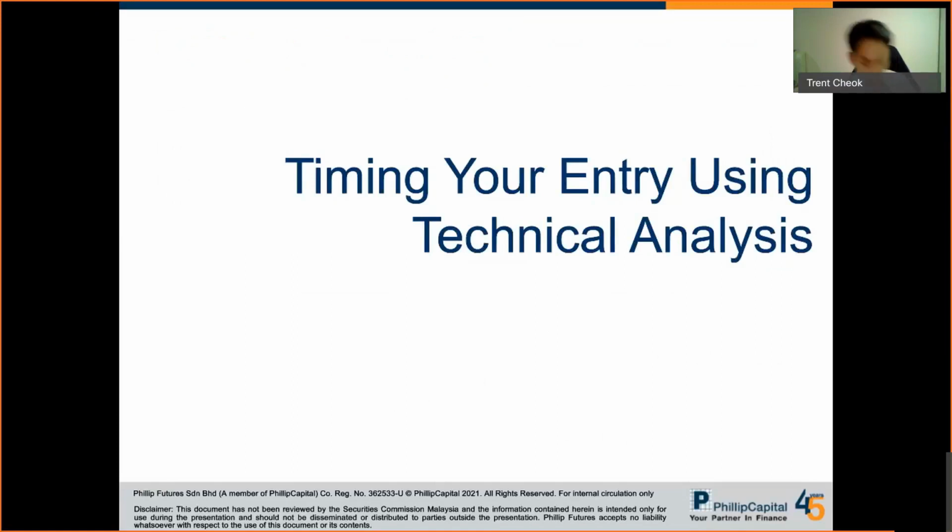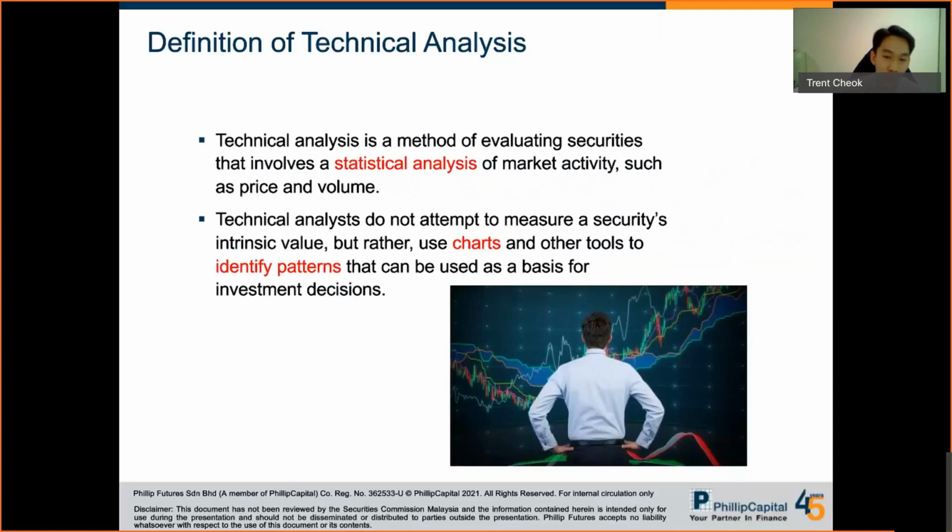Okay, so the next part will be timing your entry using technical analysis. So in the previous part, we used fundamental analysis to look at the general direction, whether it's an overall uptrend or downtrend on the FM70 index. Now we are looking at technical analysis. These technical analyses are usually used to time your entry, to give you a good timing when you should enter. So make sure you buy low and sell high, basically when to buy low and sell high.